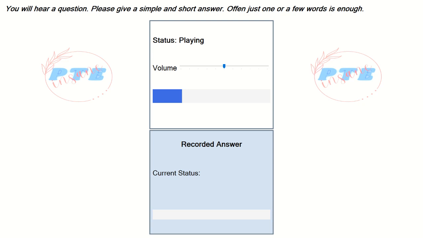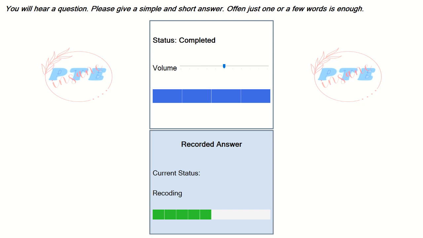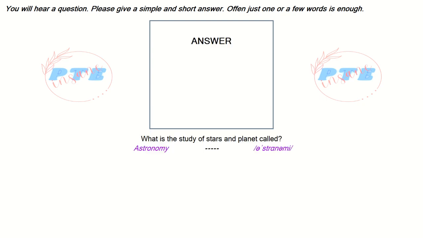What is the study of stars and planets called? Astronomy.